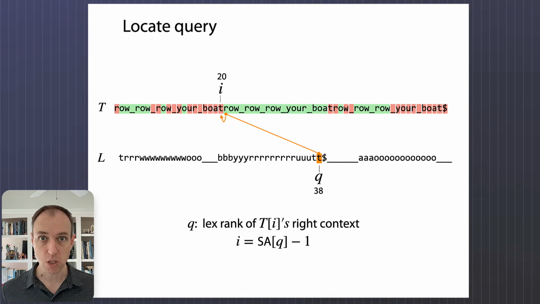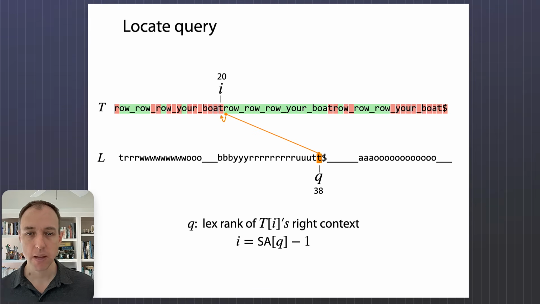Okay, so you can think of Q here. We'll usually use Q to denote an offset into L, and then we'll use I to denote an offset in T. So Q represents the lex rank of T of I's right context, right? T of I's right context has rank 38. Or another way to say that is I is just what we would get if we took the suffix array entry at 38, which again points us here, and then went over to the left by 1, minus 1.